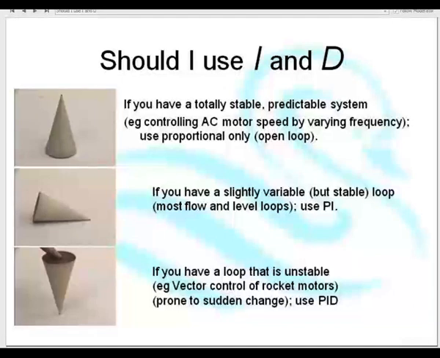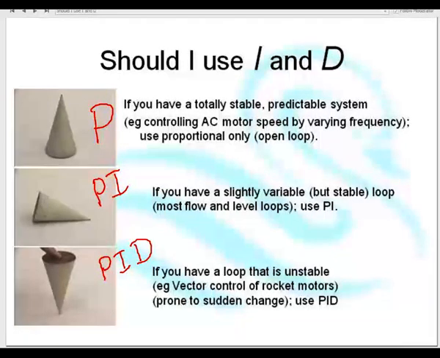When it comes to PID control, sometimes we use P only. Pure proportional control. Sometimes we use P and I. And on very, very rare occasions, we would use P, I, and D. The first thing we'll need to do is decide which type of control we're going to use. Whether you're going to use pure P, whether you're going to use P and I, or whether you're going to use P, I, and D.